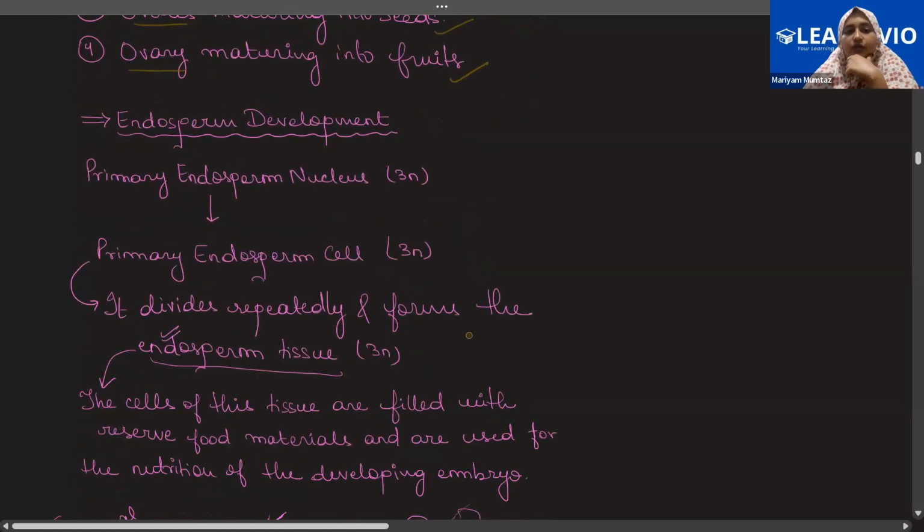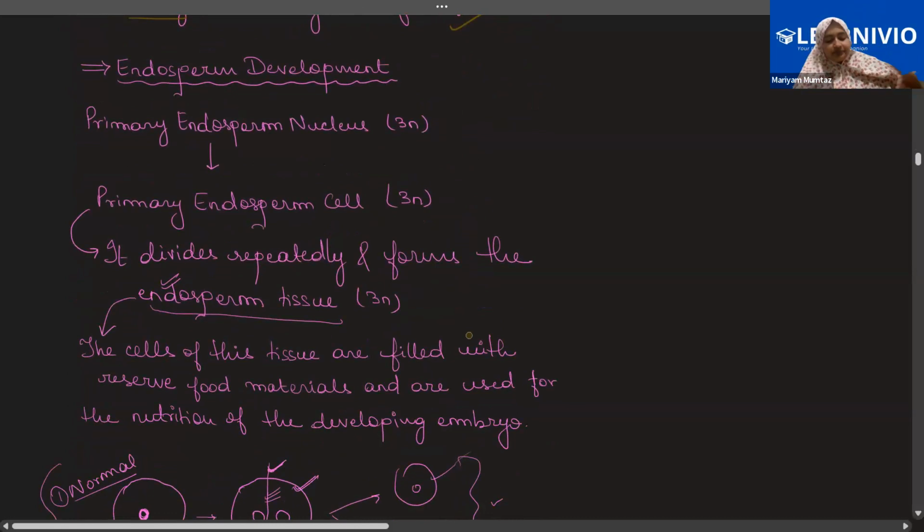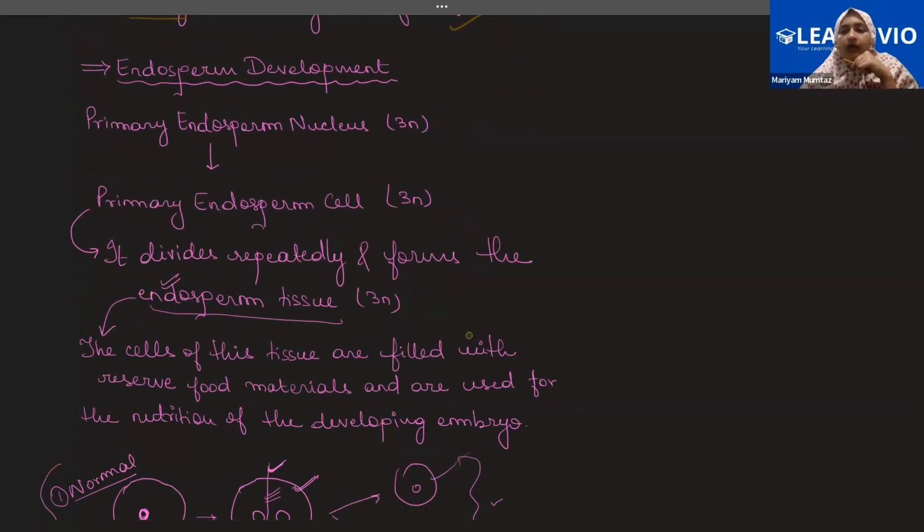The first is endosperm development. Now, do you remember? As a result of triple fusion, the primary endosperm nucleus was formed, which was 3N, right? Triploid. Now, those two nuclei that were situated so close to each other, they will fuse and form one. And that becomes the primary endosperm cell.